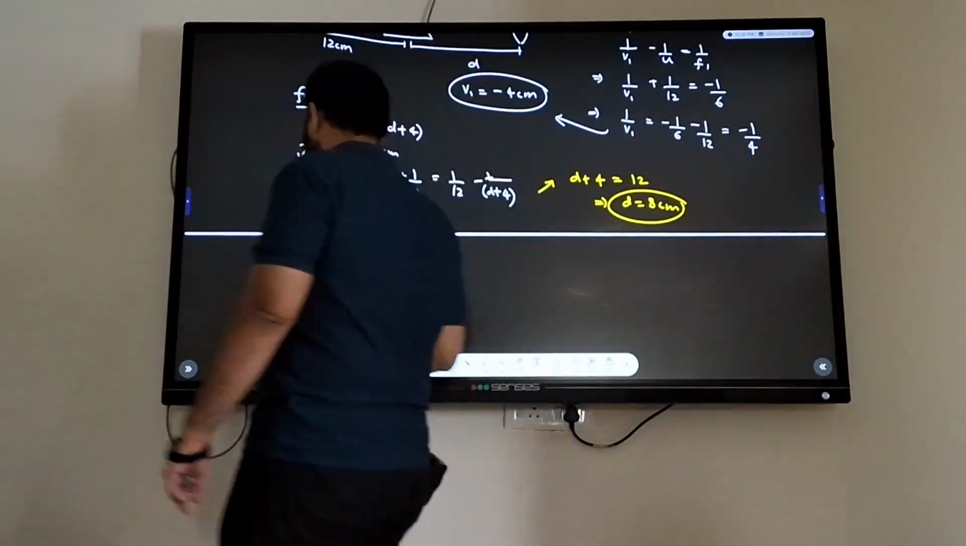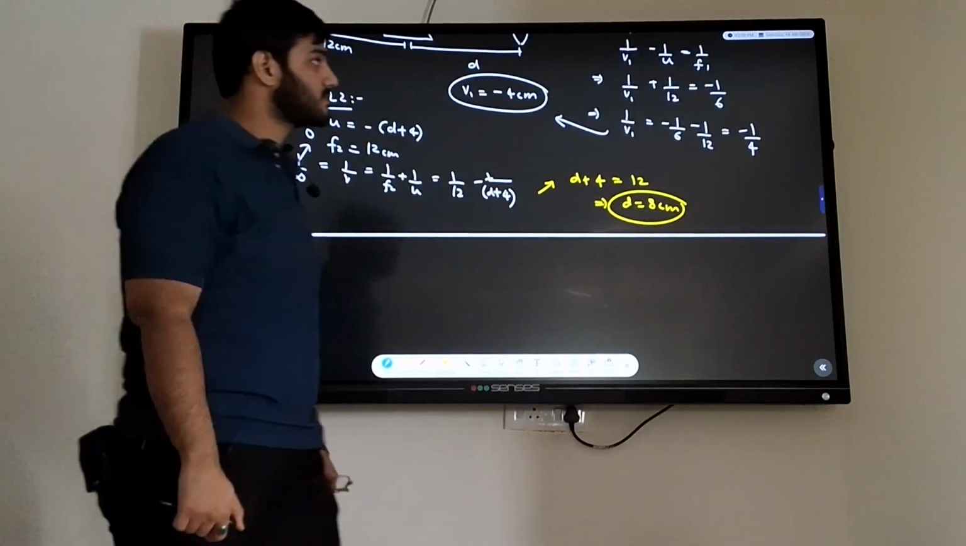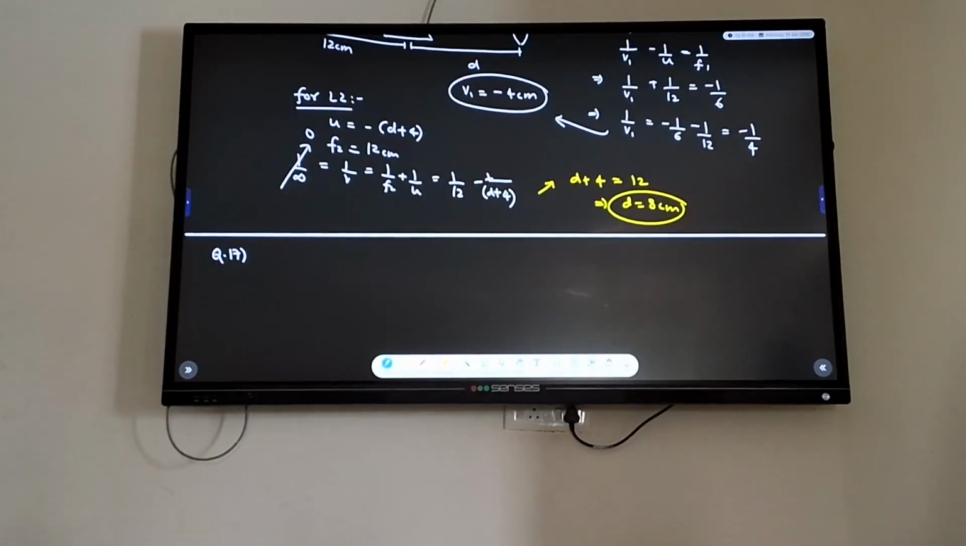Go for question number 17. That is an interesting question. Let me give you 4 minutes or maybe 3 minutes to think about it. Then I will start. Anybody with the answer of 17? 2.4. Incorrect. 0.125. Incorrect. The 0.1, whatever you got, is that a focal length or power? The focal length.